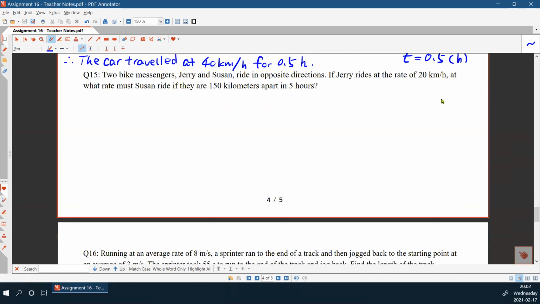Two bike messengers, Jerry and Susan, ride in opposite direction. If Jerry rides at the rate of 20 kilometers per hour, okay, Jerry 20 kilometers per hour. So let's make up the sketch. At what rate must Susan ride if they are 150 kilometers apart in 5 hours?